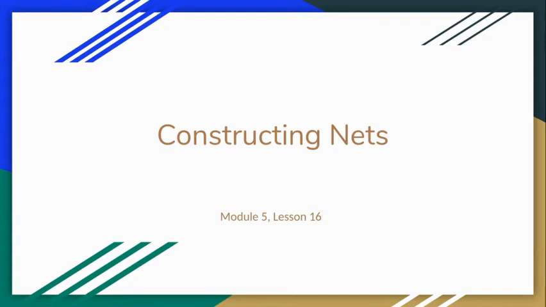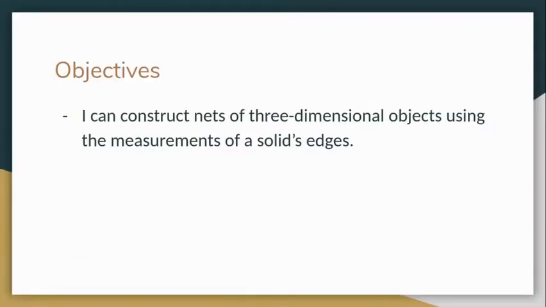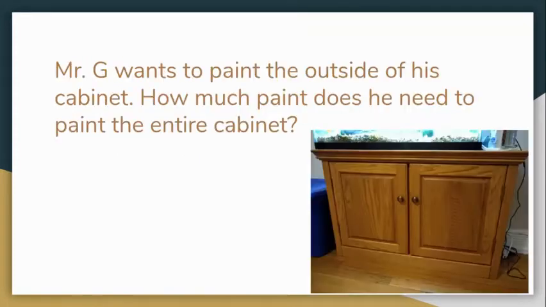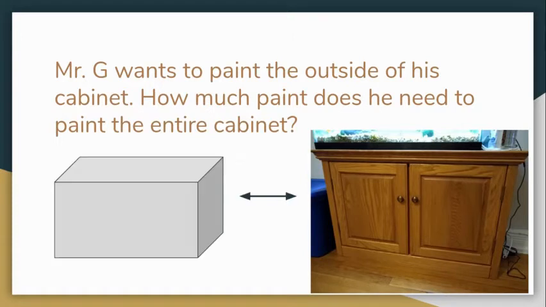Today we're going to construct our own nets. Our objective today is that we can construct nets of three-dimensional objects using the measurements of a solid's edges. Let's return to the cabinet example from yesterday. Now that we've represented different 3D figures as nets, we're going to go a little further today by including measurements and dimensions in our net drawings.